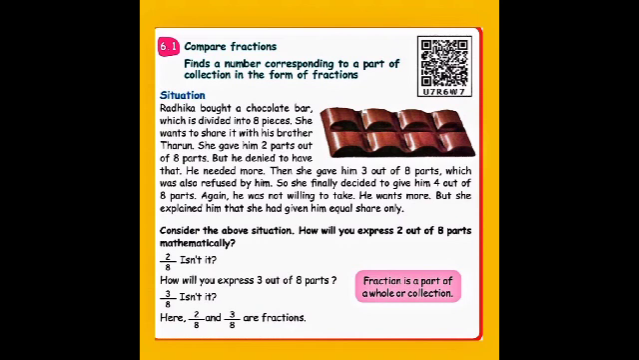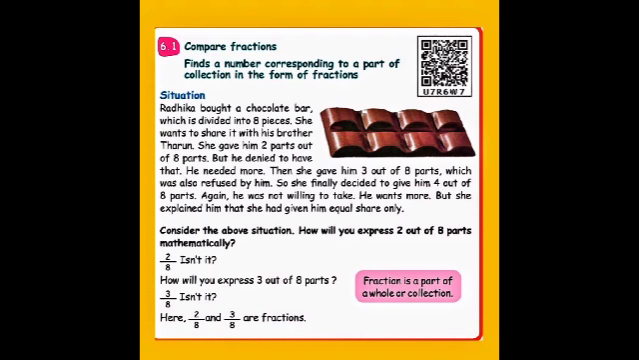A fraction should be written in terms of numerator and denominator. The numerator should be the parts. The denominator should be the collection, the whole. That is, the whole thing is called the denominator.